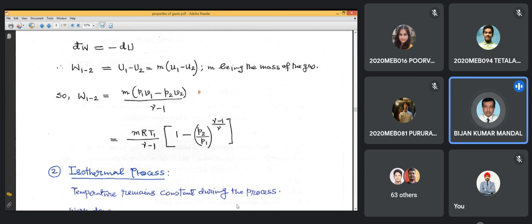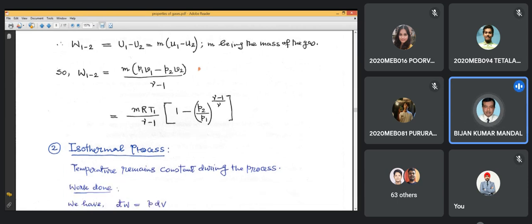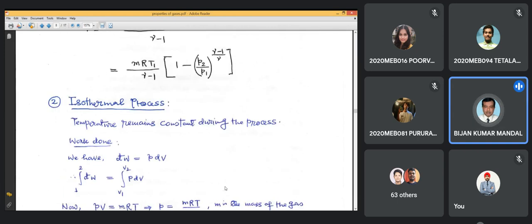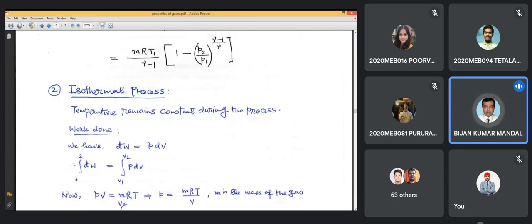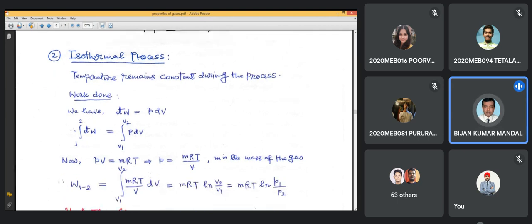Now let us go for the second process, the isothermal process. Let us do this and then we'll go for the other cases. In this process the temperature remains constant, as all of you know. Let us find out the work done. dW is equal to PdV. Again, this d is not like a normal d. Integration of these two will give this.